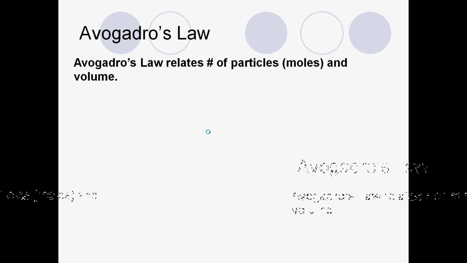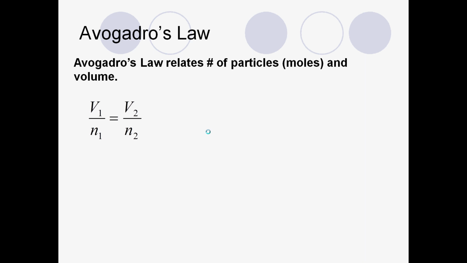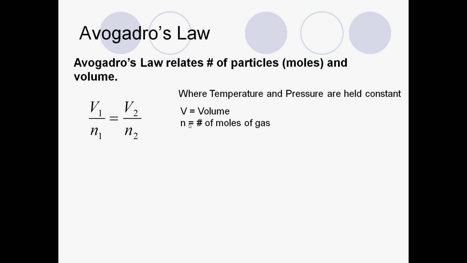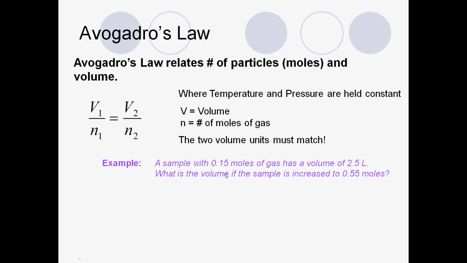So the first law we're going to talk about is Avogadro's Law. This relates our number of particles, or our moles, and then the volume. Okay. Temperature and pressure are going to be held constant, so the only thing that can change here is our number of molecules and the volume. The units must match. So if volume is in liters, it has to be in liters for both.